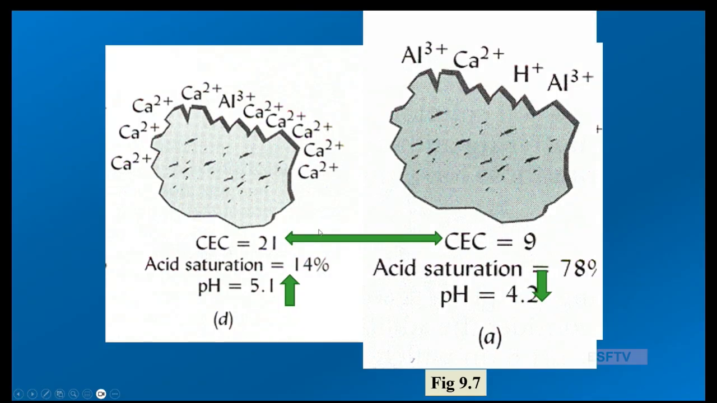What happens if I change the CEC? And now I have CEC 9 and an acid saturation of 78%. Okay? So it's the acid saturation driving it. It's not the CEC. Right? So the important number for pH is acid saturation. How much of those are taken up by hydrogen and aluminum?